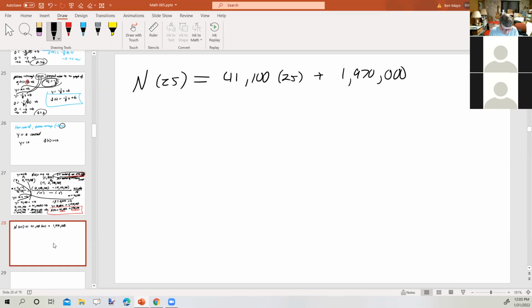So let's see what we get. 41,100 times 25 plus 1,970,000. And I'm getting 2,997,500 nurses. So that's how many full-time registered nurses.